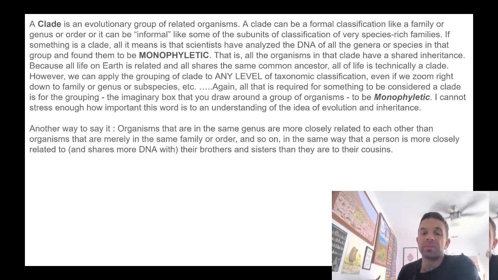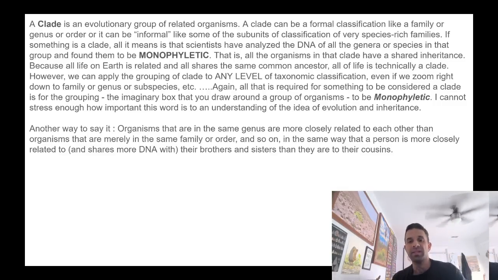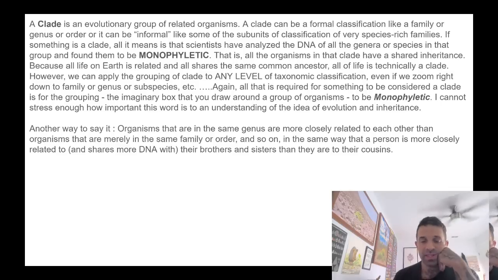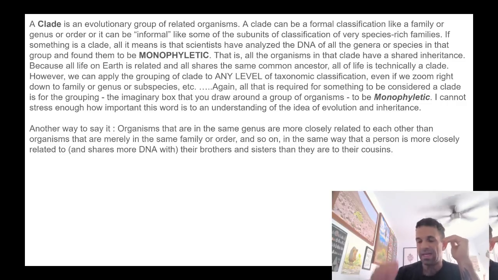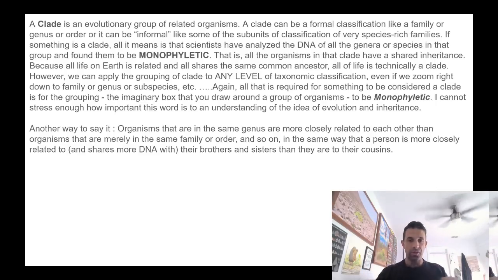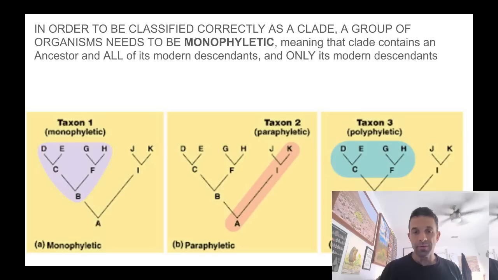Let's see another way to say it. Organisms that are in the same genus are more closely related to each other than organisms that are merely in the same family or order, and so on. Those are just the different levels of classification. So you want an order to be monophyletic, you want the family to be monophyletic. As you go down, each is a smaller, more narrow unit of classification, of specificity. Genus is more specific than family. The synapomorphies that unite something in a genus are going to be more specific than those that unite something in the same family or order.